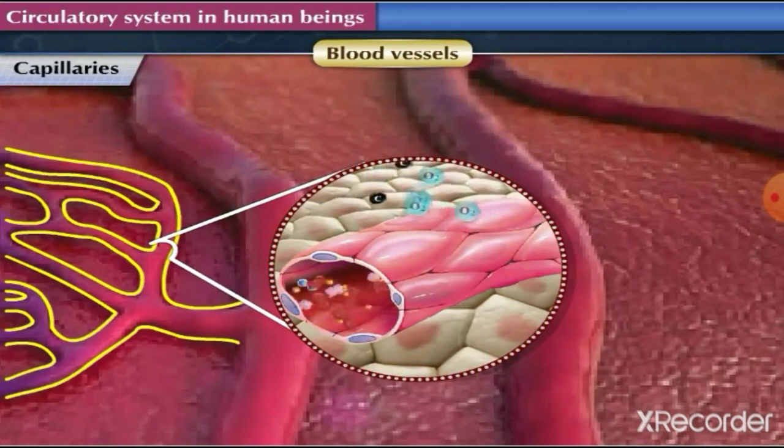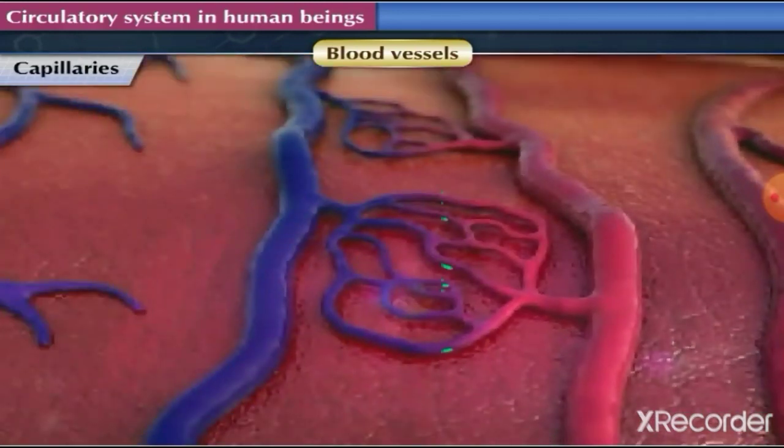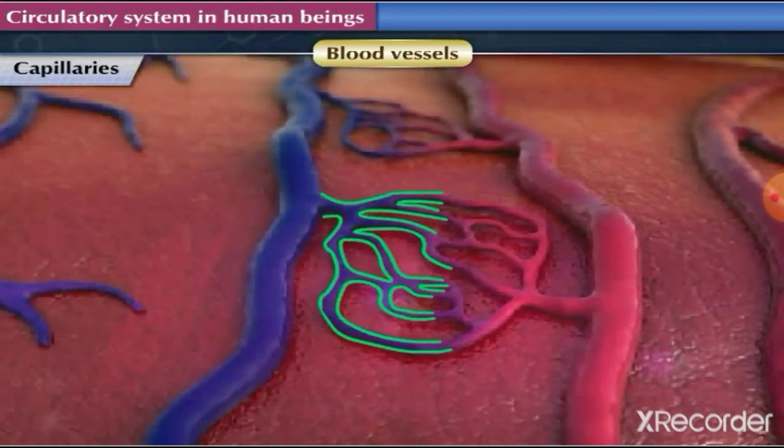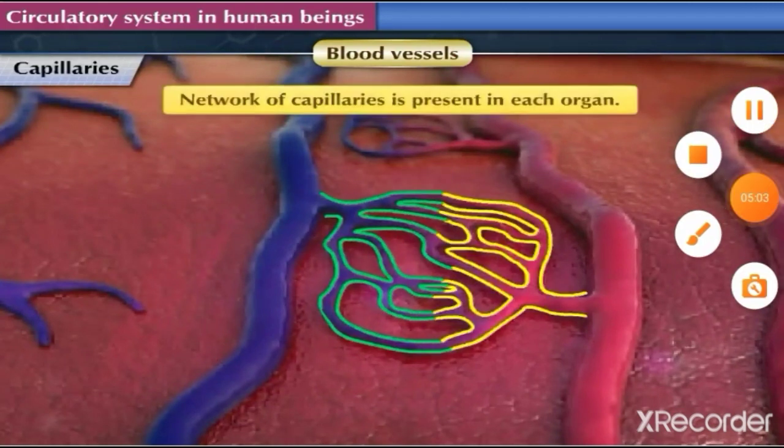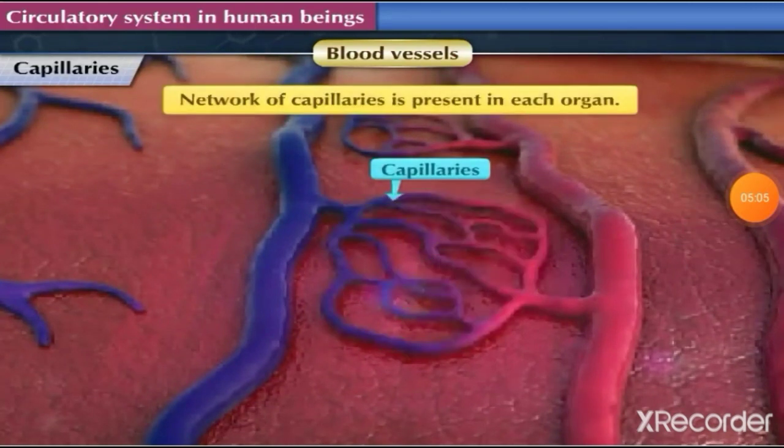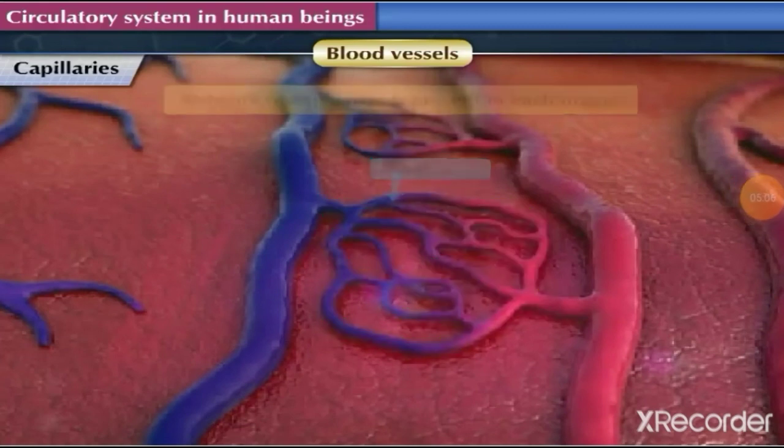During this exchange, oxygen, nutrients, hormones, vitamins, etc. are sent towards the cells, and waste materials of the cells move into the blood. Capillaries unite together to form the vessels of more diameter called veins. This network of capillaries is present in each organ.